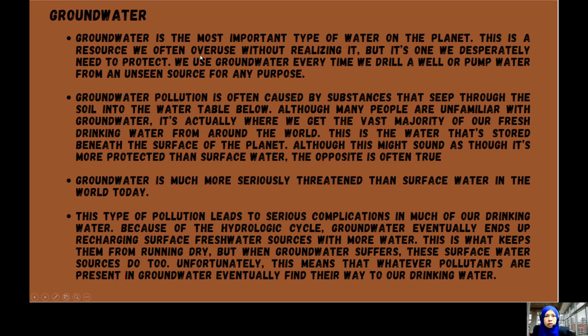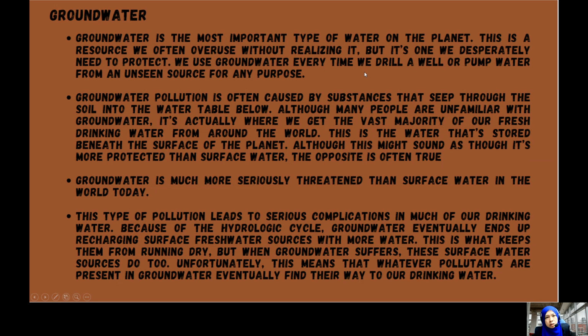We often overuse it without realizing it, but it is one of the resources we desperately need to protect. I repeat, groundwater is one of the resources that we need to protect. We use groundwater every time we drill.